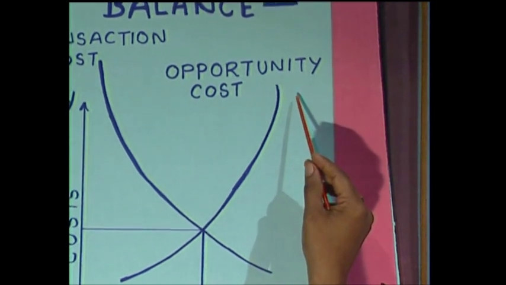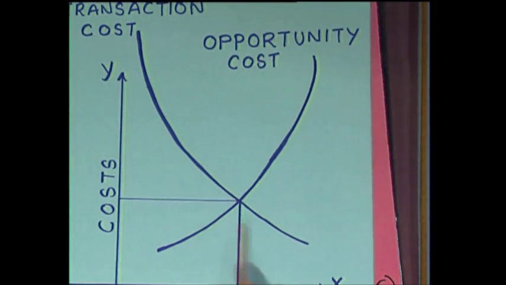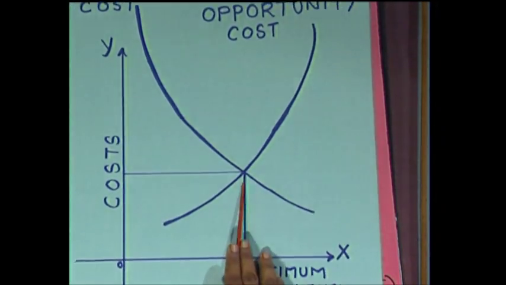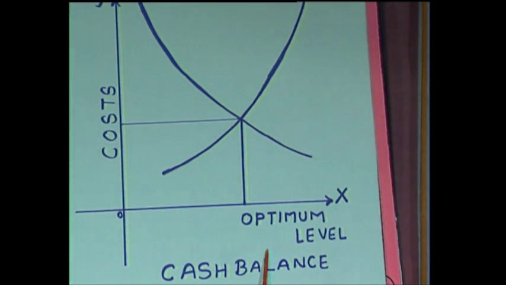So, more the cash balance, more the opportunity cost. But another cost is the transaction cost. Transaction cost means you should not forego a transaction because of not having cash. If you have more cash balance, your transaction cost comes down. So, the intersection of transaction cost and opportunity cost will determine the optimum cash balance.